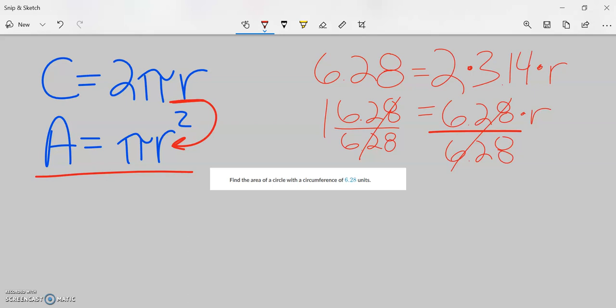So now we're going to go over here into our area formula. We have pi, and our radius is 1, and we're going to square that. So 1 times 1 is 1, then 1 times pi, which we're using 3.14 as pi, so 1 times 3.14 is just 3.14.